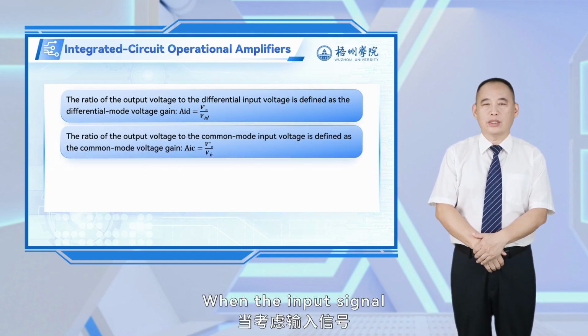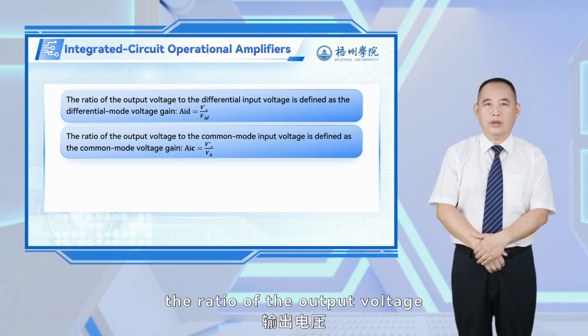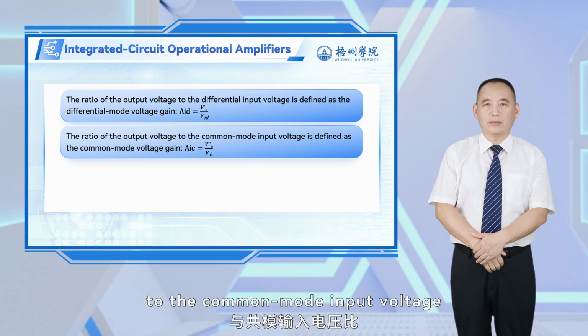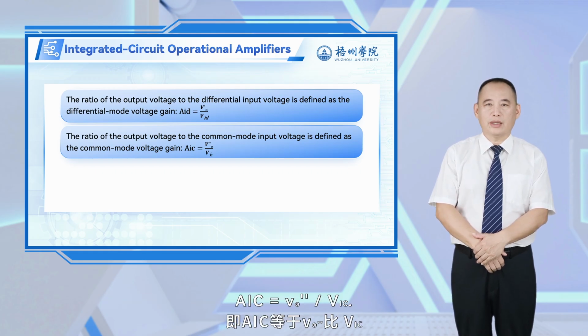When the input signal consists only of a common mode component, the ratio of the output voltage to the common mode input voltage is defined as the common mode voltage gain. A sub IC equals V sub O double prime over V sub IC.